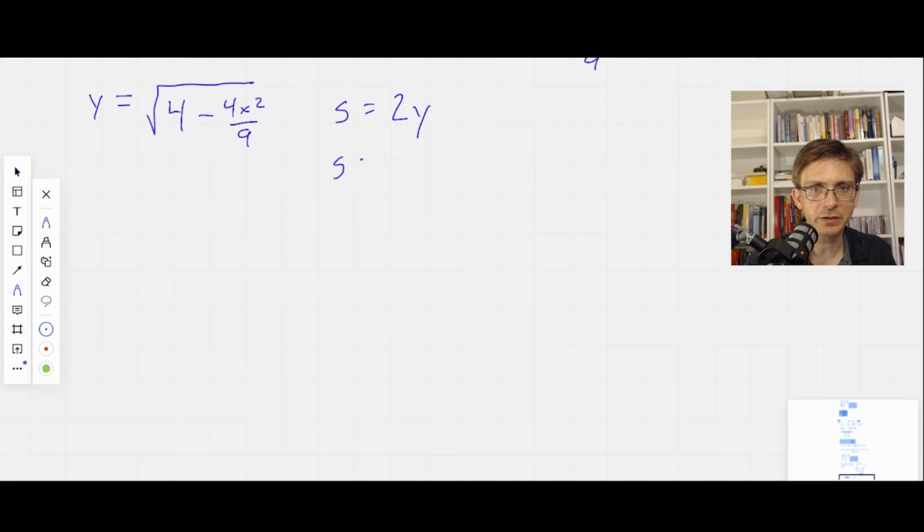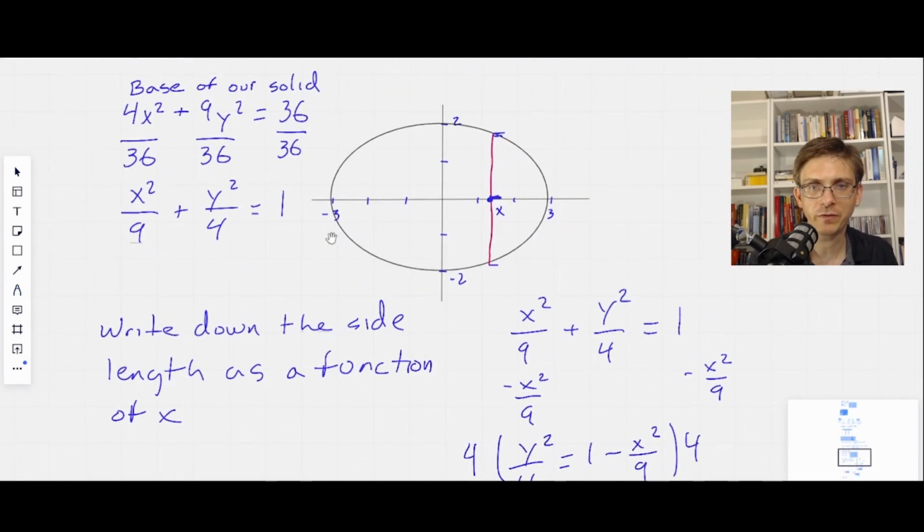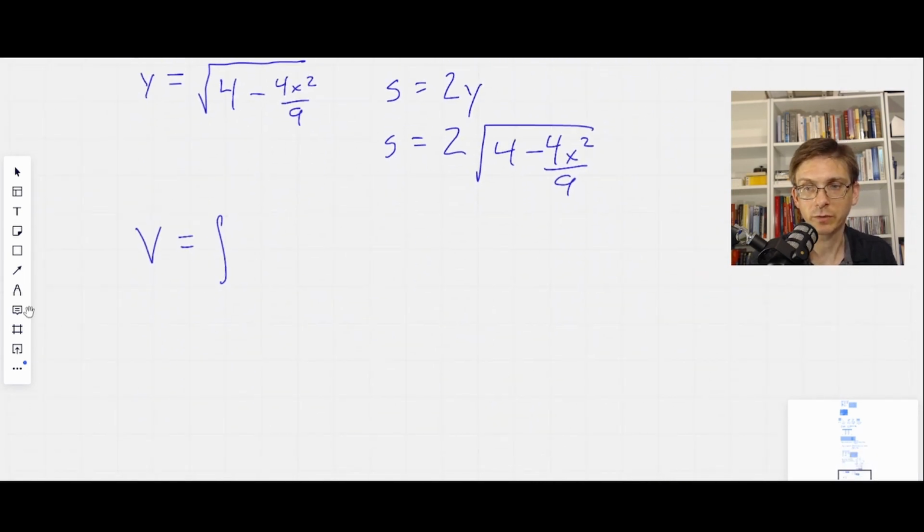So s then is going to be equal to 2 times the square root of 4 minus 4x squared over 9. Okay, so now let's get it into the integral. So the volume of our solid is going to be the integral from a to b. Now a and b are the left end and the right end of our ellipse. So if we go back up to our ellipse real fast, you'll see that the ellipse goes from -3 to 3. And so that's where we're going to take our integral, from -3 to 3.